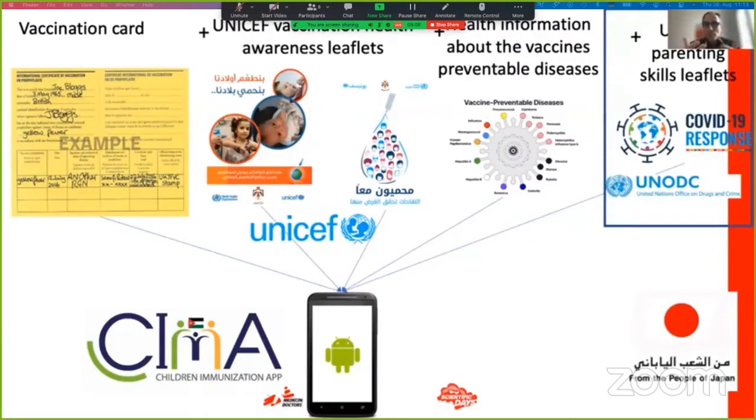And also, due to COVID-19, we added a component on parenting skills, which is provided from the UNODC. These materials were already provided for parents to support them in crisis mode or in general in the host society before COVID-19. And then there was an adaptation for COVID-19 as UNODC response. So this app became a platform to be able to support the parents using the smartphones.